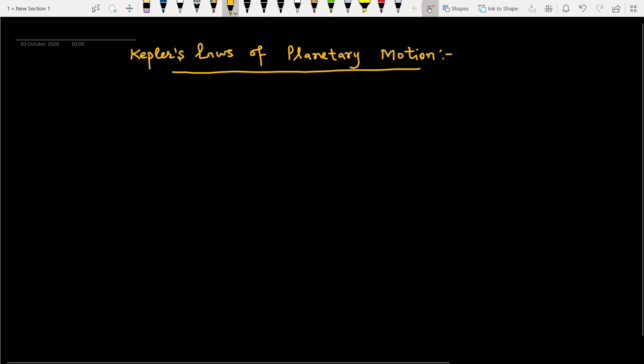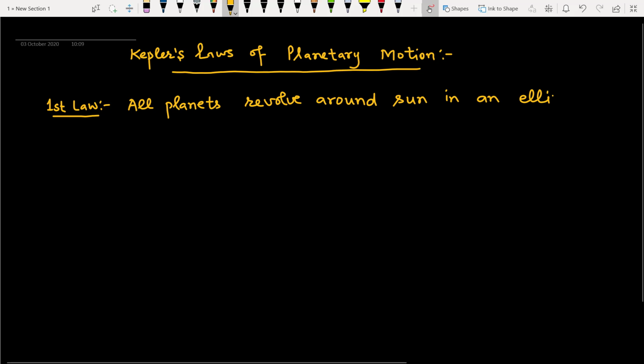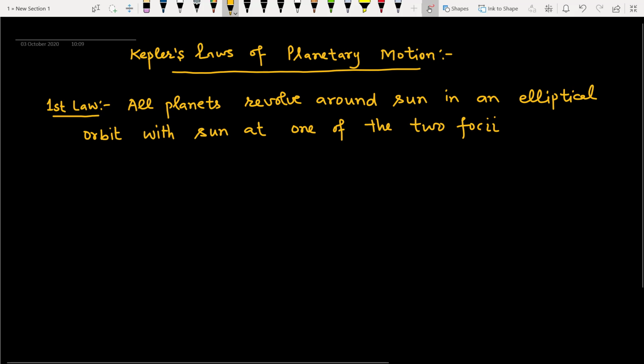First law: all planets revolve around Sun in an elliptical orbit with Sun at one of the two foci of the elliptical path.